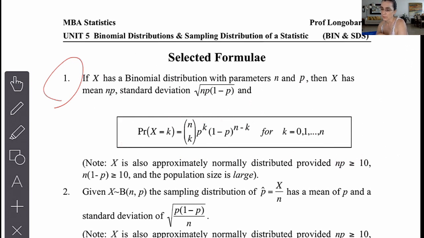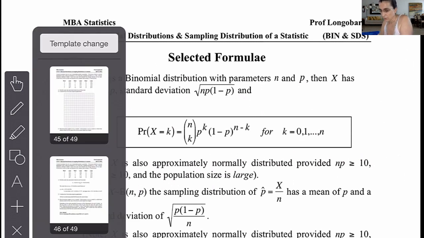And now I'm going to talk about this part. So what does this say? X is binomially distributed, but it's also approximately normally distributed, provided that n times p is larger than or equal to 10, and n times 1 minus p is larger than or equal to 10, and the population size is large. Those are the conditions.